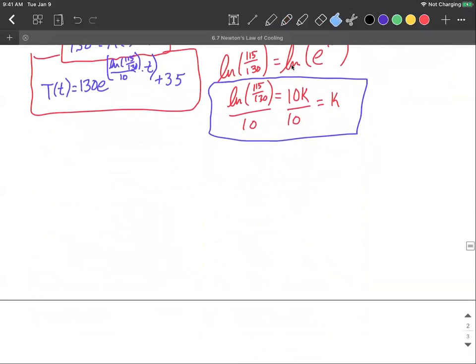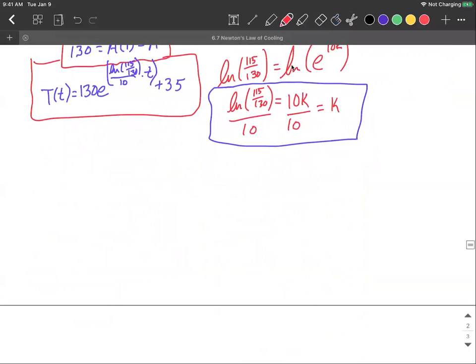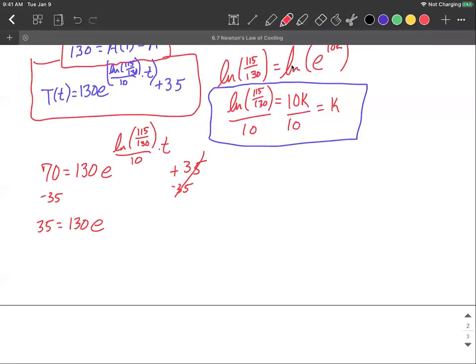So let's go down here. We said 70 degrees goes in for our temperature. So we have 70 equals 130 e raised to the natural log of 115 over 130 divided by 10 times t, with a plus 35 out here. So let's work some steps together and solve this down for little t, our only unknown. So let's subtract 35. These go away. 70 minus 35 is 35 equals 130 e raised to the natural log of 115 over 130.